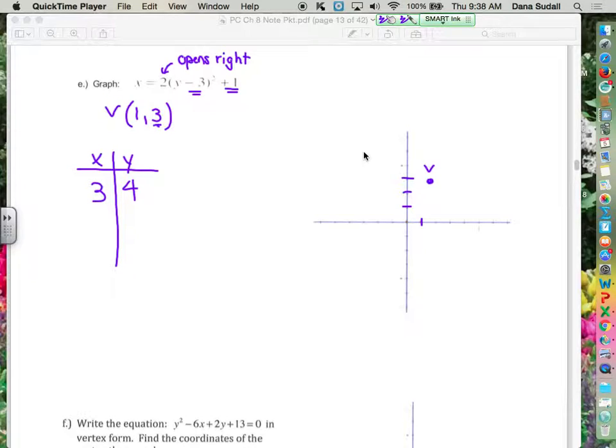Then I'm going to pick a number smaller than 3, like 2. It's going to give you negative 1 squared, which is 1, times 2 plus 1 will give you 3. So 3, 4, and 3, 2. And again, you have all the points. 3 points is plenty to go through and graph a parabola, unless you don't have points on both pieces there.